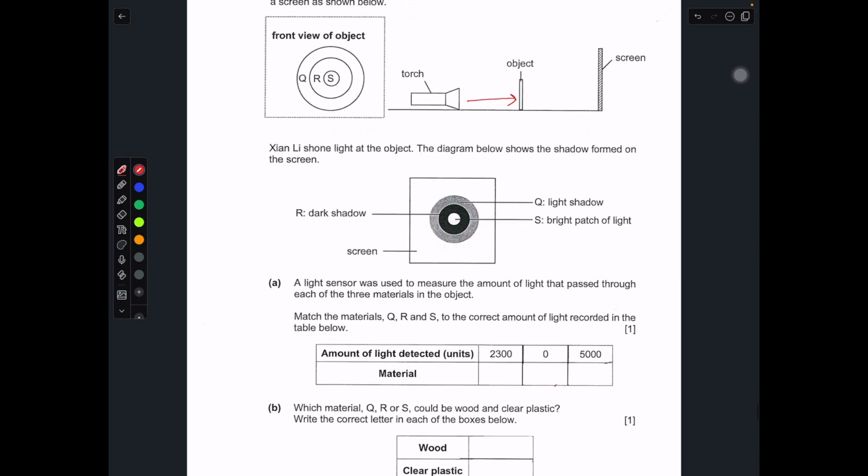Okay, so they tell you that this is light shadow, the bright patch of light, which is S over here, and R has a very dark shadow. So it seems that R is the one that blocks the most light, and the bright patch of light, it seems like it blocked, or at least it didn't block any light at all. Okay, block the least light. Okay, this is one part that you can think of.